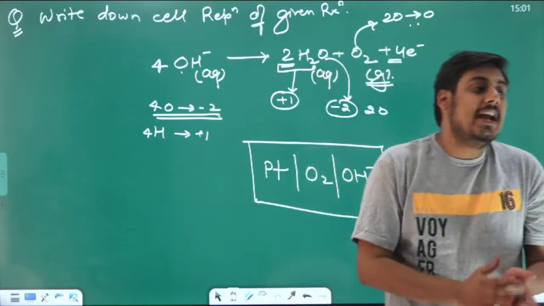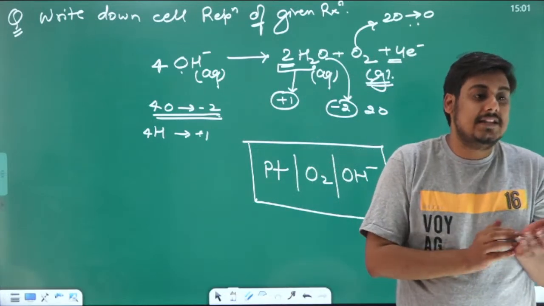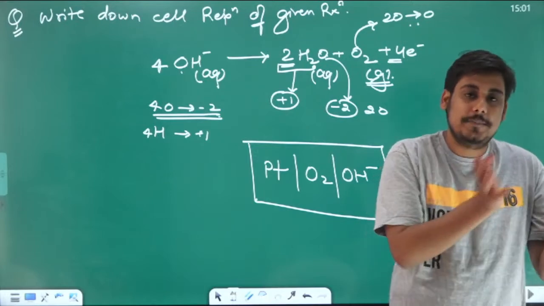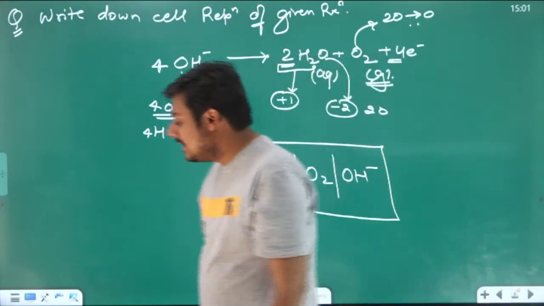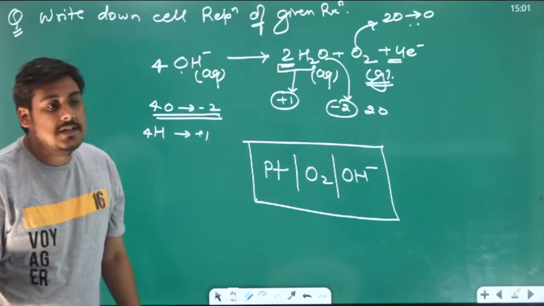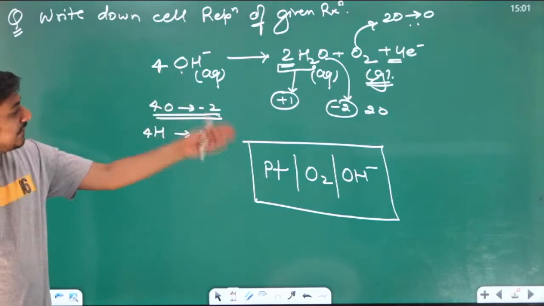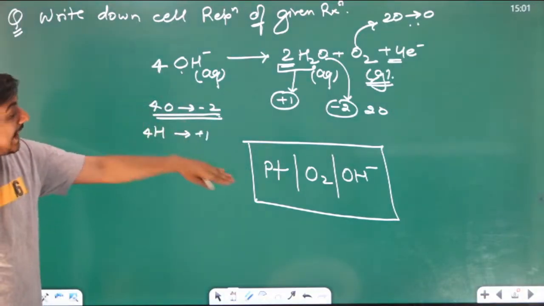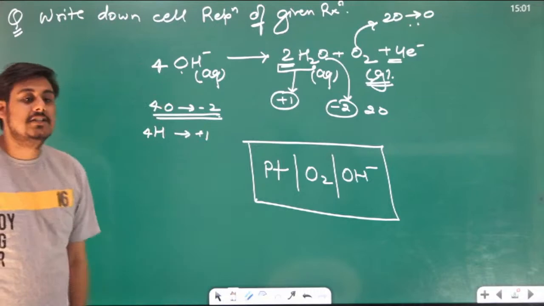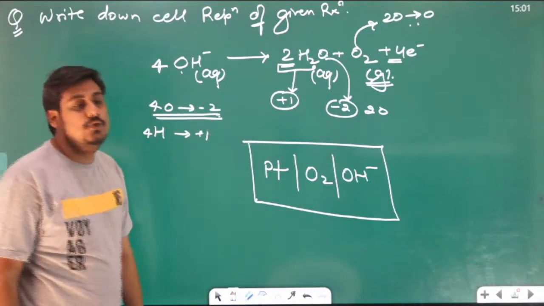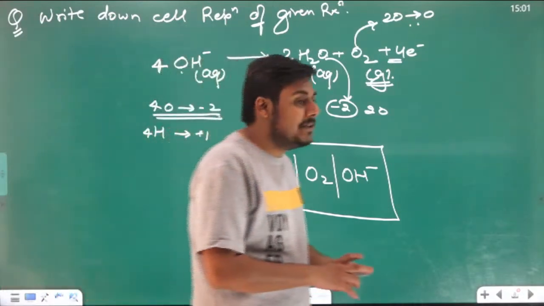So by looking at this particular system, I think I have now discussed enough examples with you, including previous ones as well as this lecture, that you will not face much difficulty in expressing cell representation if a reaction is given to you, or in writing a reaction if a representation is given to you. So this was our representation part.